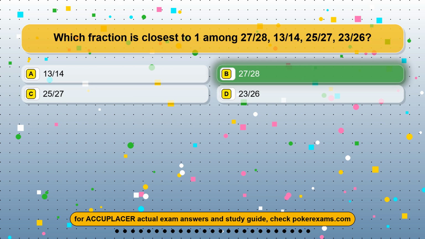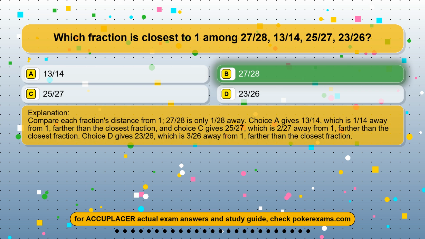The correct answer is option B, 27/28. Compare each fraction's distance from 1. 27/28 is only 1/28 away. Choice A gives 13/14, which is 1/14 away from 1, farther than the closest fraction, and choice C gives 25/27, which is 2/27 away from 1, farther than the closest fraction. Choice D gives 23/26, which is 3/26 away from 1, farther than the closest fraction.